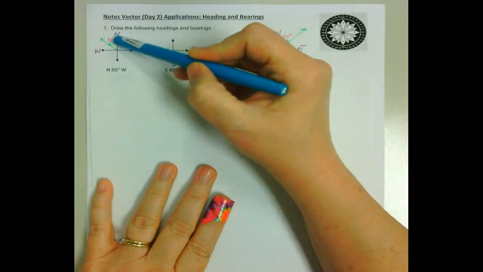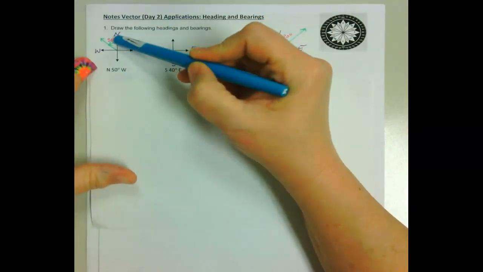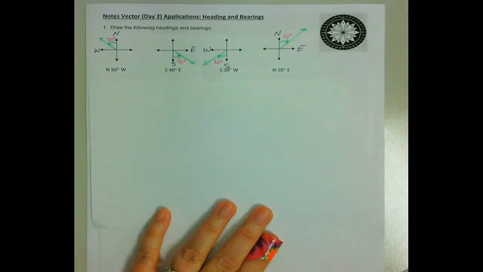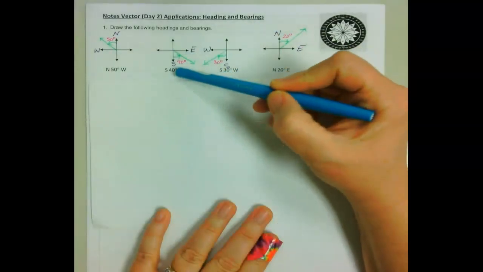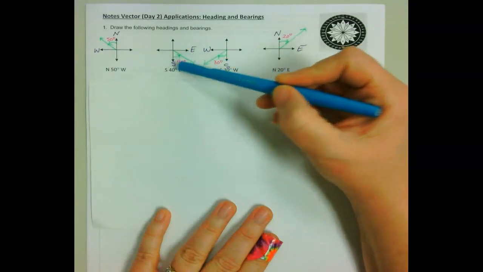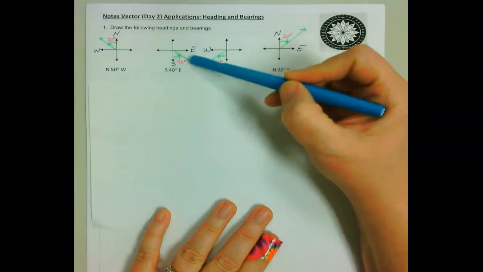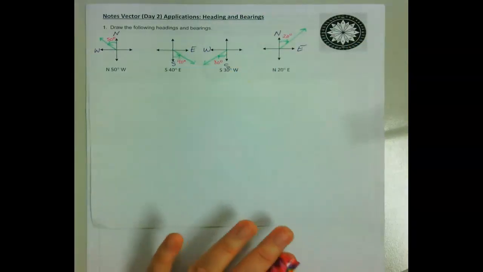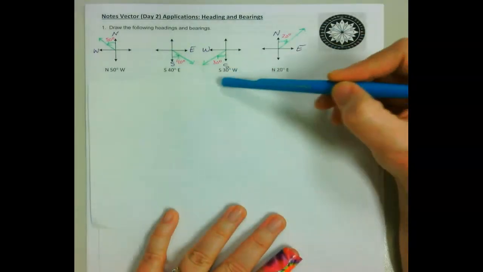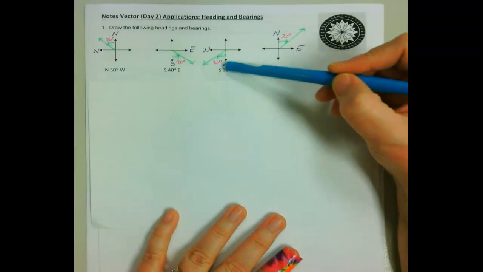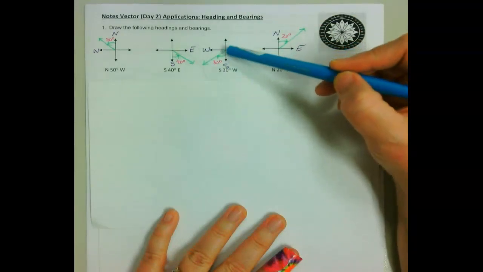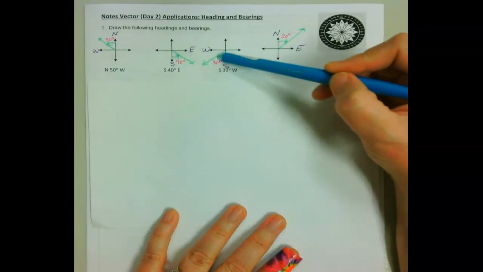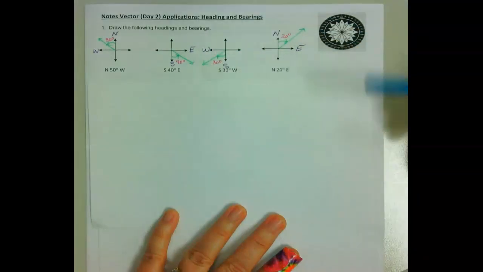So I start at the north and I go to the west and I go 50 degrees. So we're talking about that little measurement right there. Here I'm going from the south, so I start at the bottom and then I'm going to the east, which is over here. So my line is pushed over here and that's where my 40 degrees is. On the next one, I'm going from the south to the west. So the path of the plane is right here and it's 30 degrees that it's pushed that path over from right there.